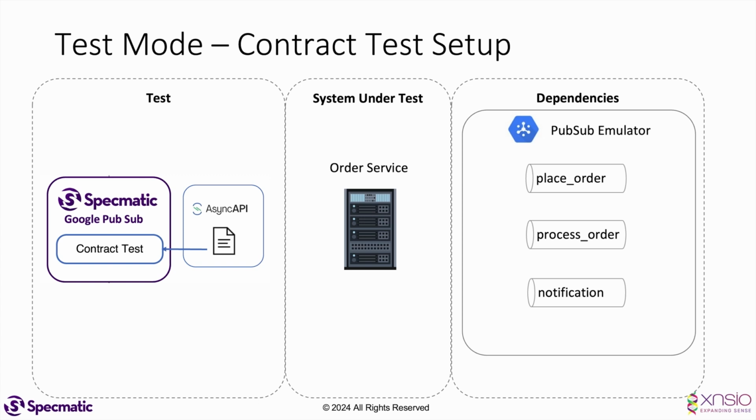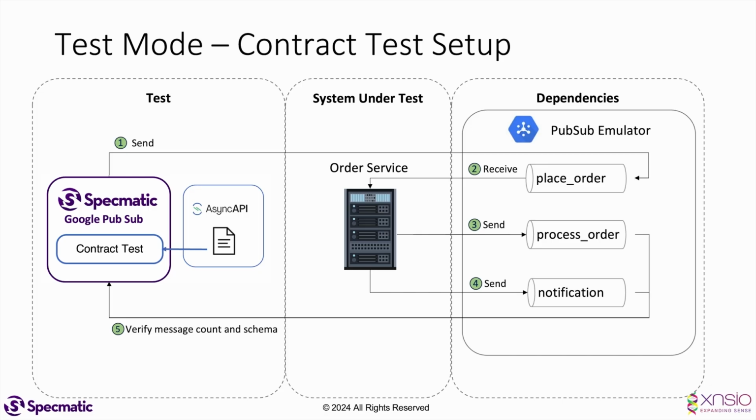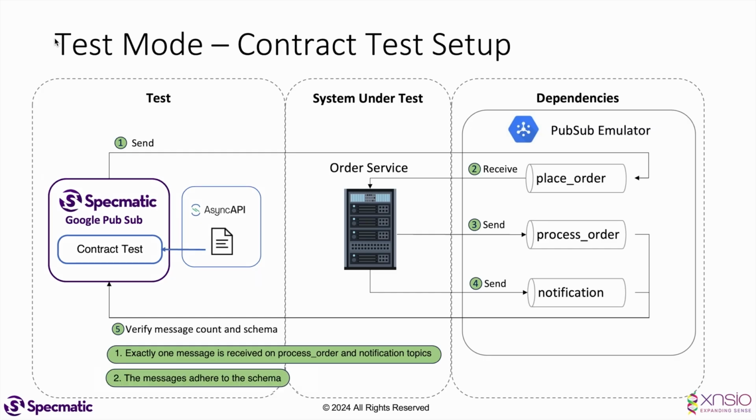In the contract test, Specmatic will act like a client of the order service and send a message on the place order topic. Specmatic will then wait for the messages on the process order and notification topics. It will validate two things. First, exactly one message is received each on the process order and notification topics. Second, received messages adhere to the schema defined in the AsyncAPI specification. If either of these two conditions are not met, Specmatic will fail the contract test.